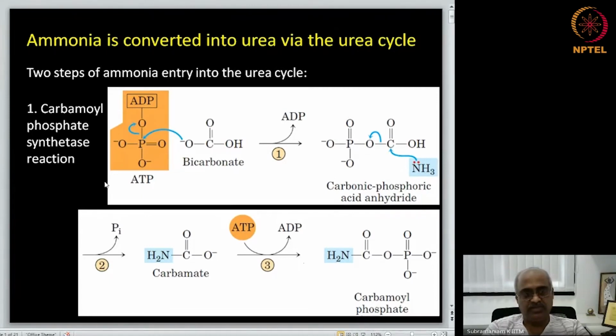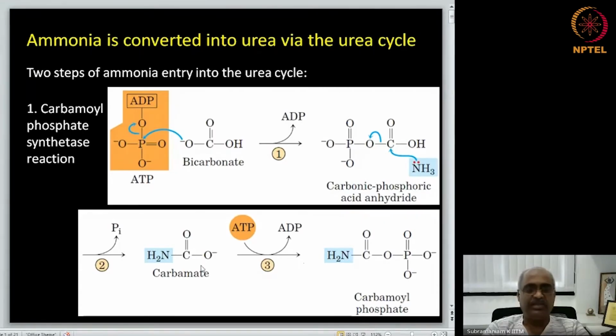The first one is the formation of this molecule called carbamate, carbamic acid. This requires activation of bicarbonate in the form of carbonic phosphoric acid anhydride. Bicarbonate is the buffer system, and therefore it is abundant in our body. It is first phosphorylated by hydrolysis of an ATP, and this phosphorylated version is then hydrolyzed, releasing the inorganic phosphate, and then you have the carbamic acid.